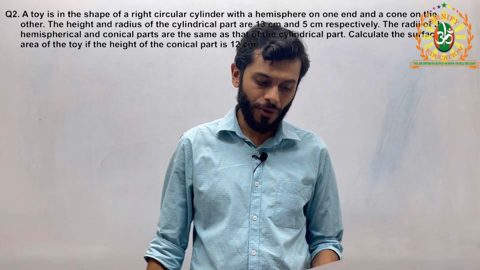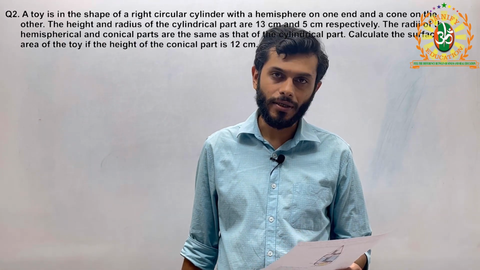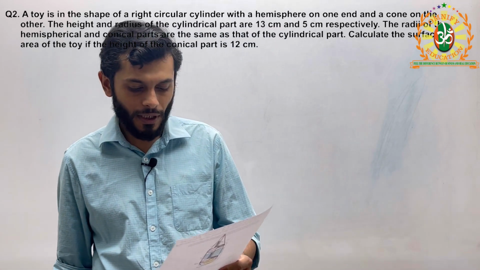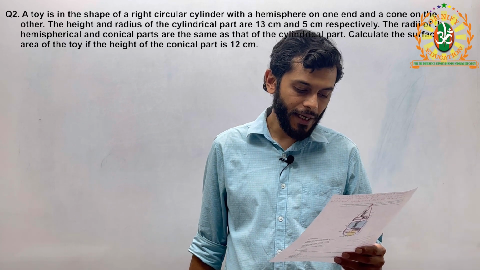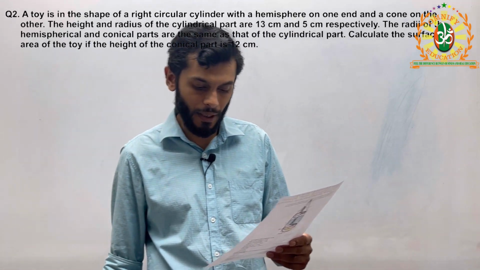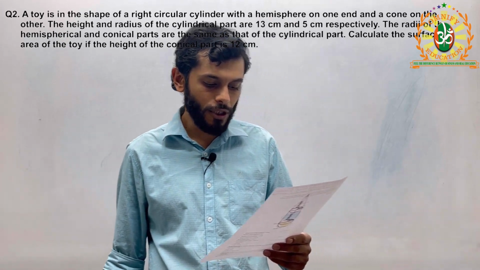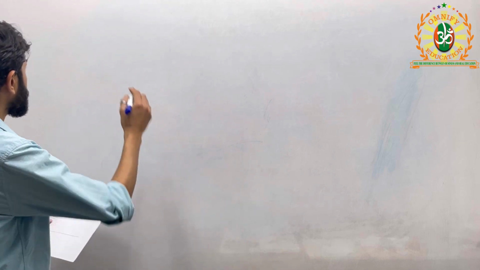Now coming to the next question. A toy is in the shape of a right circular cylinder with a hemisphere on one end and a cone on the other. The height and radius of the cylindrical part are 13 cm and 5 cm respectively. The radii of the hemispherical and conical parts are the same as that of the cylindrical part. Calculate the surface area of the toy if the height of the conical part is 12. Let us draw the diagram.